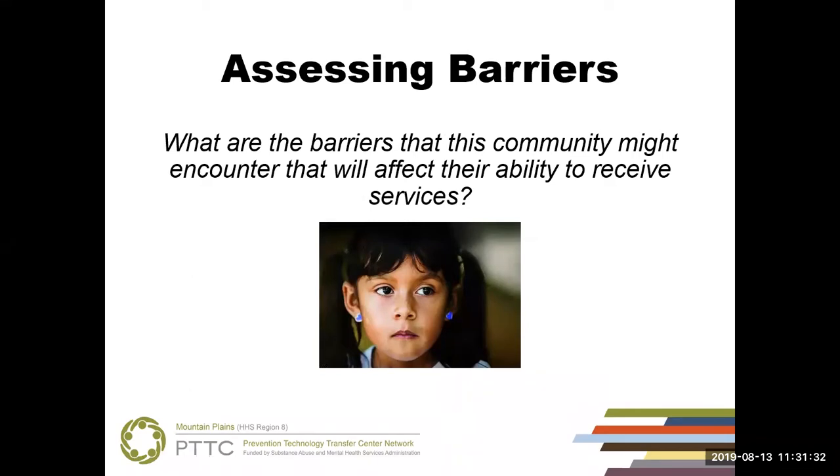The final stage is assessing barriers. What are the barriers that this community might encounter that will affect their ability to receive services? In Midvale, working parents means that programs needed to be provided in the evening so that the family can attend. And many families have multiple children, so evening programs are going to cut into family responsibilities and dinner time.